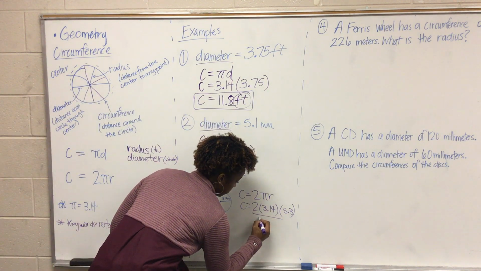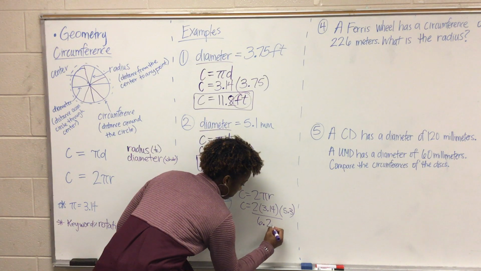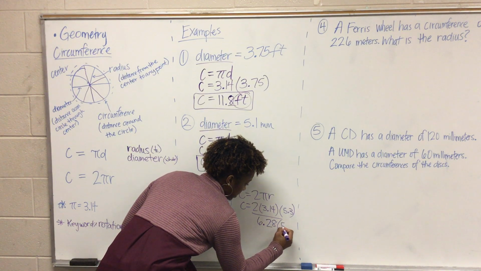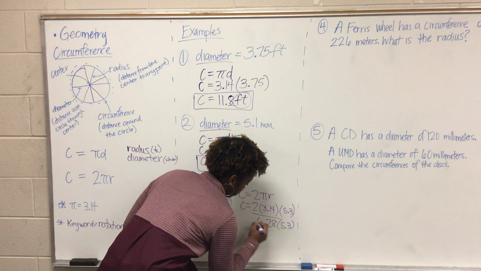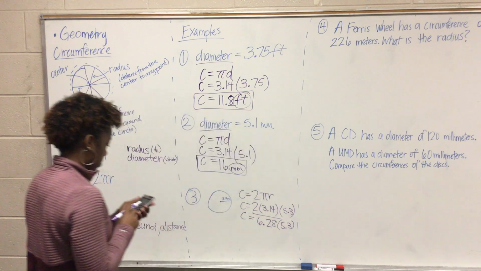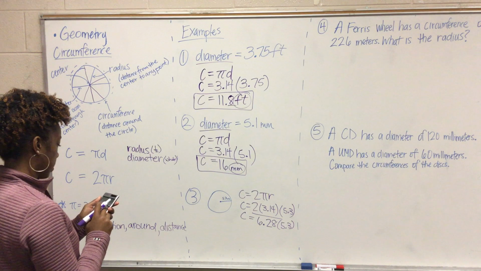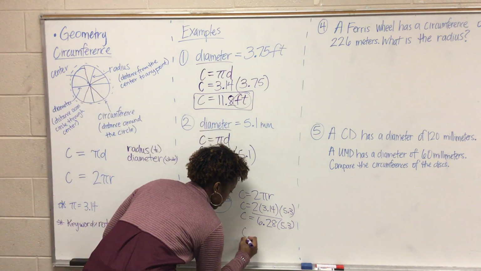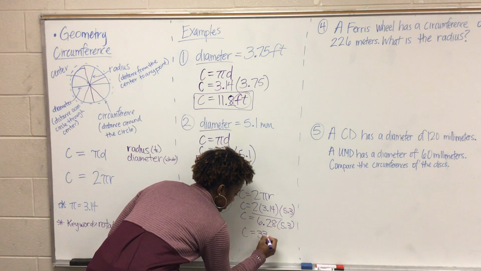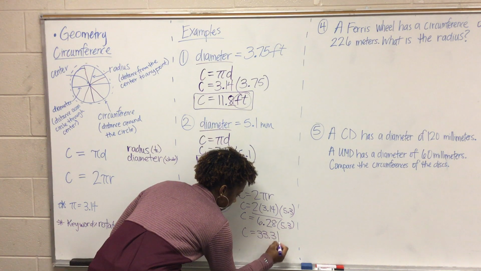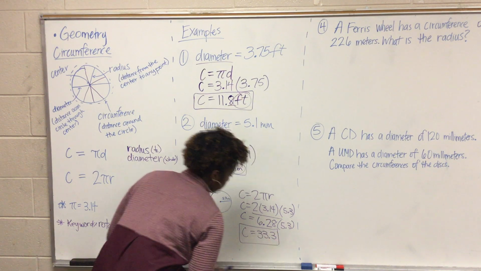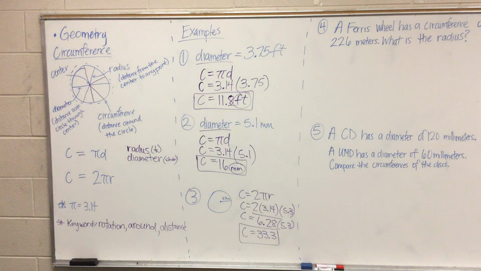2 times 3.14 is 6.28. Bring down what we did not use. So when we multiply those together, we get 33.3, because again, we want to round to the nearest tenth. So the circumference here is 33.3.